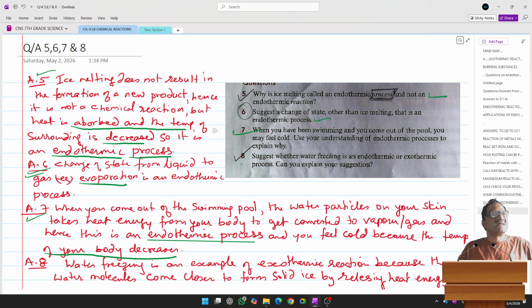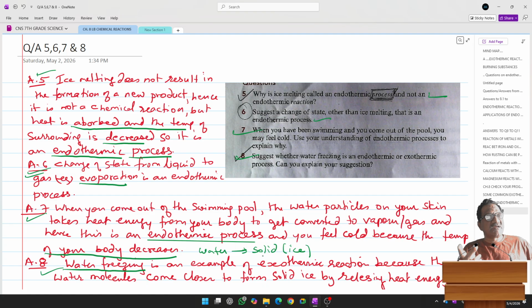Now question number 8 is this one. Suggest whether water freezing is an endothermic or exothermic process. Can you explain your suggestion? So the suggestion is that water freezing is not endothermic, but it is an exothermic process. Now in water freezing, what happens? Water is converted into solid, or ice, you can say. So this is the reverse that is happening.